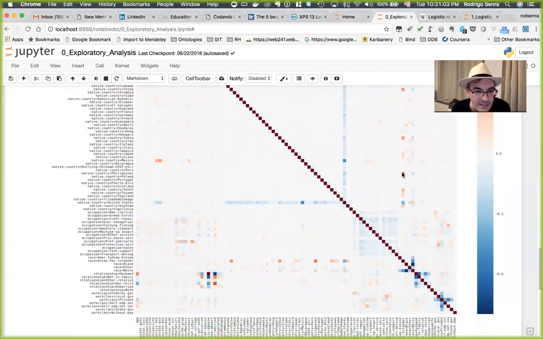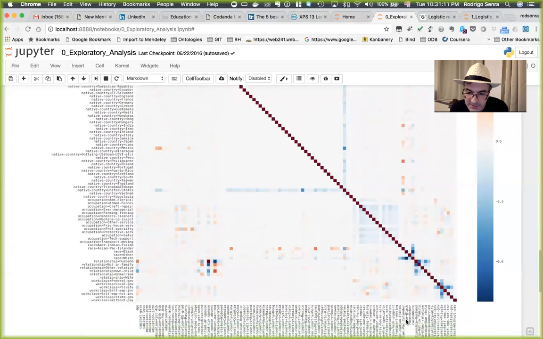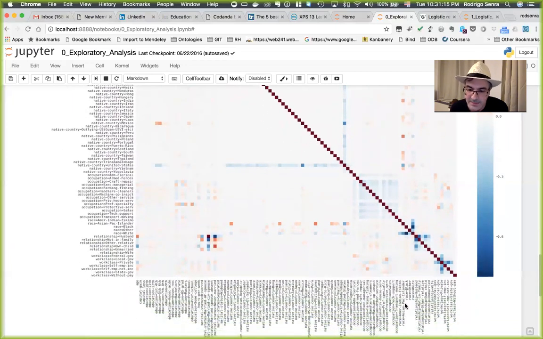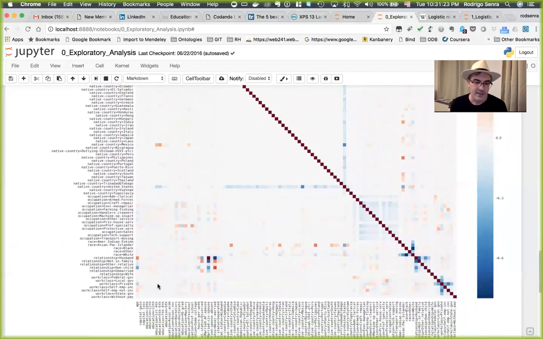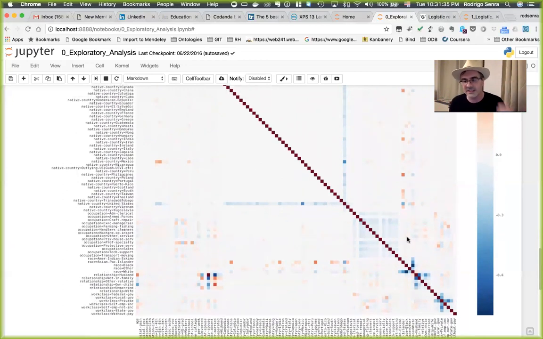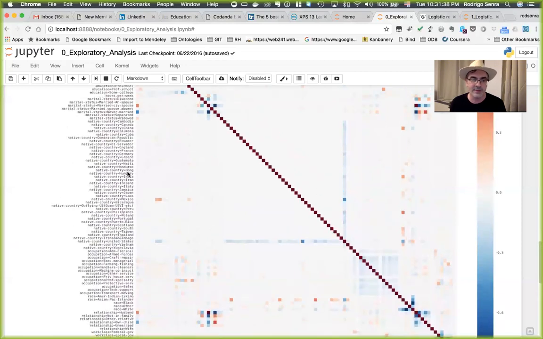For example, this one here means that if the person was born in the Philippines, then it's highly correlated that the person is either Asian or lives in the Pacific or on an island, of course, because the Philippines is there. Other things that are highly correlated are having a wife or being married, and then having kids. These are attributes that vary together. And there are others that are inversely correlated, like if you live in Guatemala, it's unlikely that you live in the United States, for example.